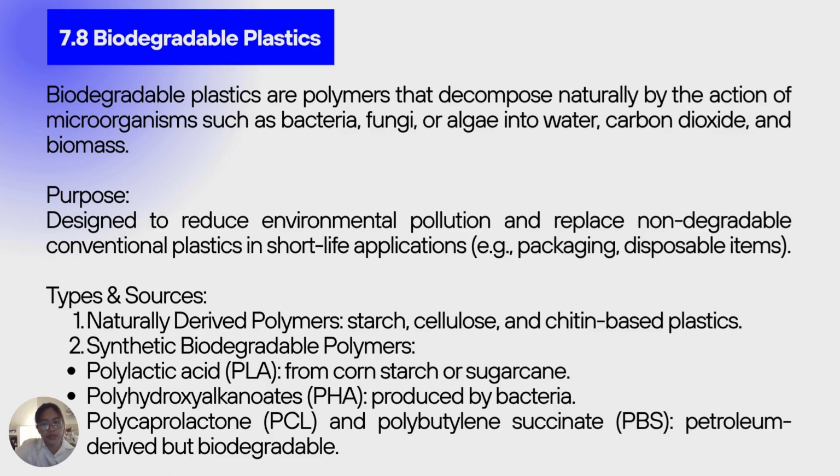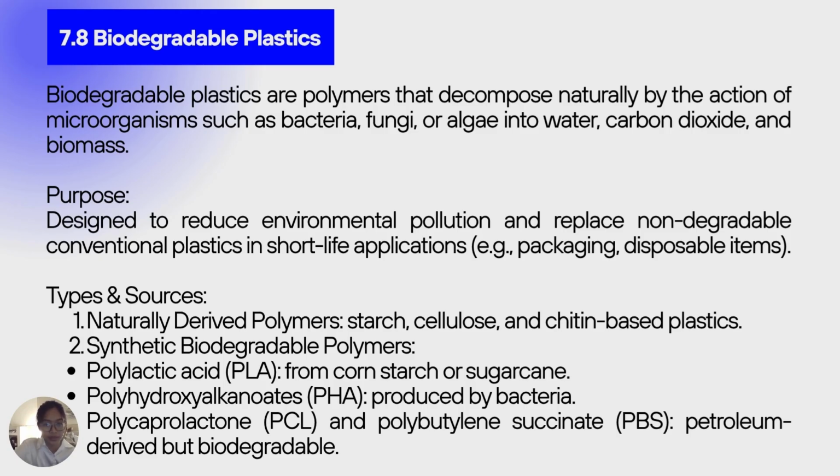Biodegradable plastics can come from natural or synthetic sources. Naturally derived polymers are made from renewable biological materials such as starch, cellulose, or acetate. Starch-based plastics are common in food packaging and agricultural films, and cellulose-based plastics are derived from plant fibers and used in films and coatings. Next, synthetic biodegradable polymers are man-made polymers designed to degrade naturally.